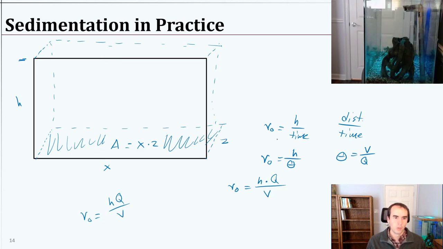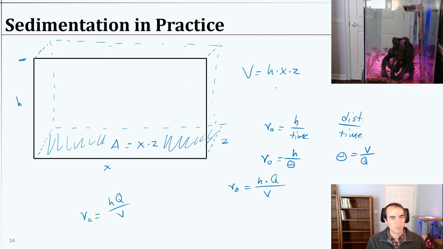So we defined our settling velocity as that exact height traveled downwards in the amount of time it took for the water to travel to the edge. So here we have that definition. We write it out as H over theta. We convert theta and we see it's HQ divided by V. And now we also know that the volume is going to be H times X times Z, right? That's the volume of this rectangle.